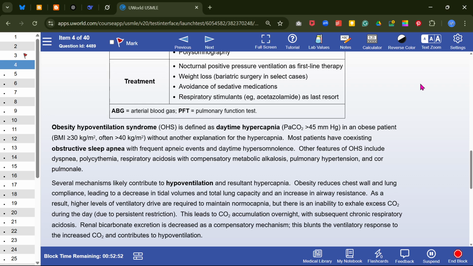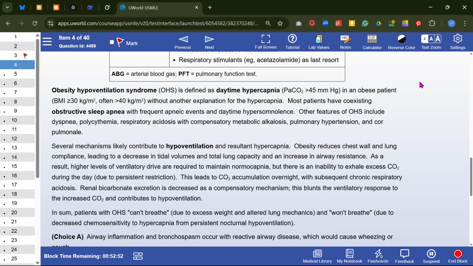Renal bicarbonate excretion is decreased as a compensatory mechanism that blunts the ventilatory response to the increased CO2 and contributes to hypoventilation. Some patients with obesity hypoventilation syndrome cannot breathe due to excess weight and altered lung mechanics, and some won't breathe due to decreased chemosensitivity to hypercapnia from persistent nocturnal hypoventilation.